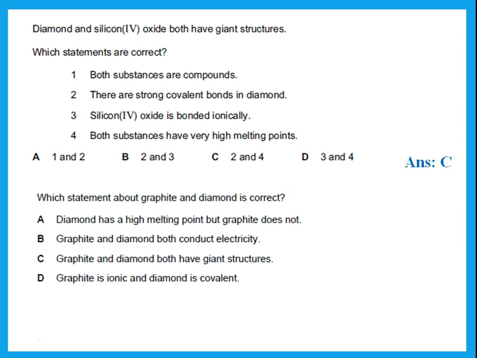Which statement about graphite and diamond is correct? Diamond has a high melting point, but graphite does not? No. Both of them are giant, so both of them would have high melting point. Now, graphite and diamond both conduct electricity? No. Only graphite conducts electricity. Graphite and diamond both have giant structures? Yes, they both have giant structure. Graphite is ionic? No, graphite is covalent.